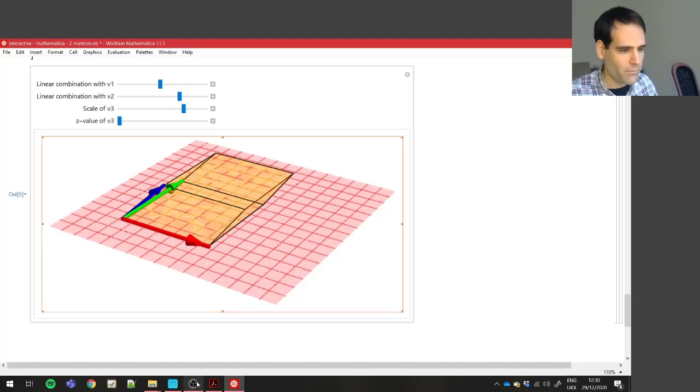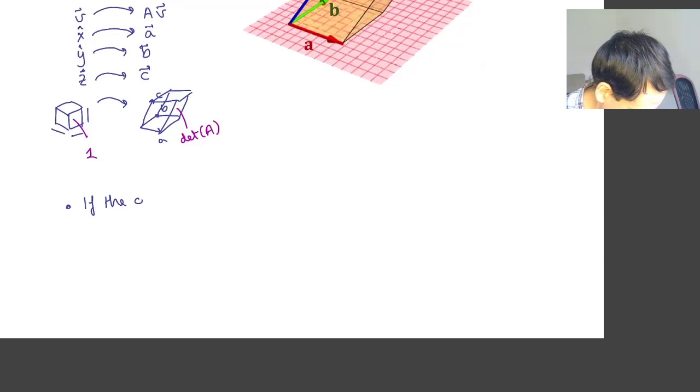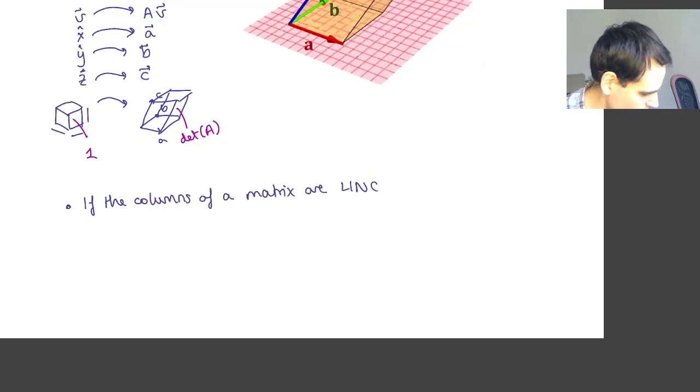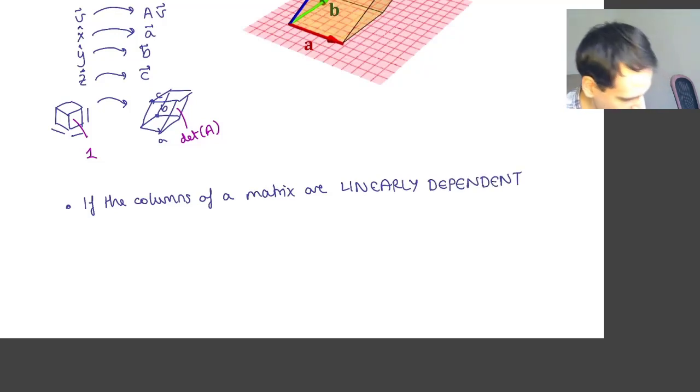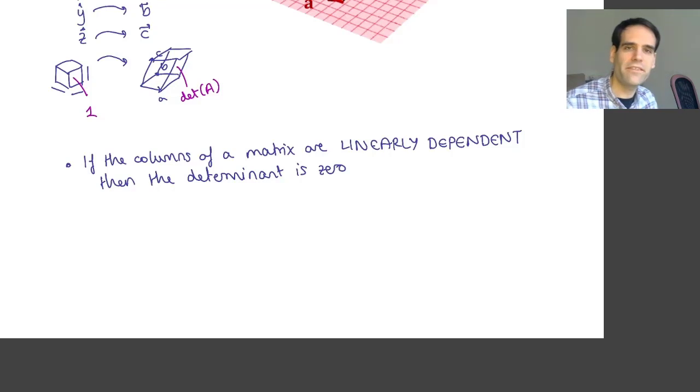Therefore, we can write a property as follows. If the columns of a matrix are linearly dependent, then the determinant is 0. If the columns of a matrix are linearly dependent, the determinant is 0.